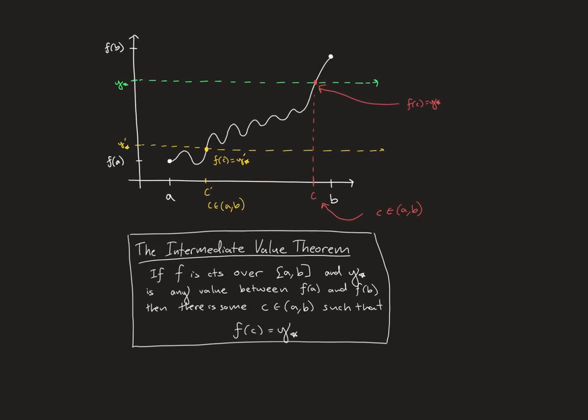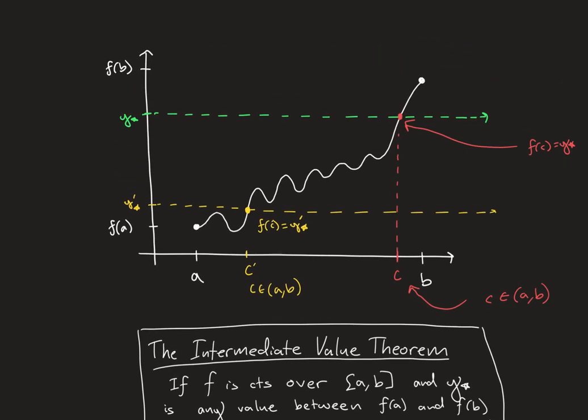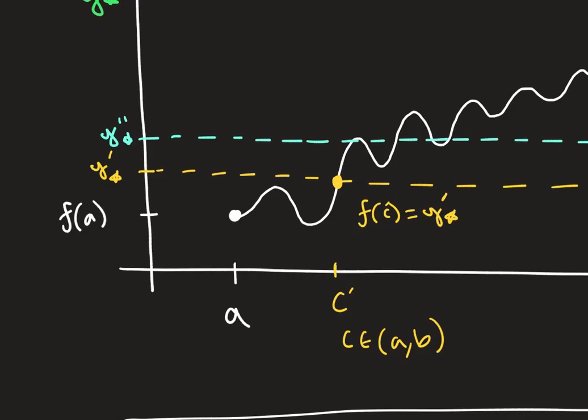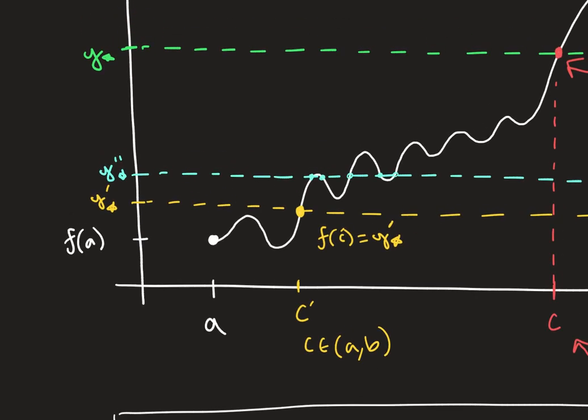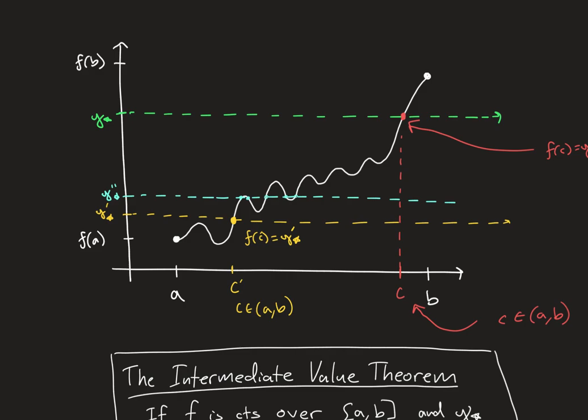Notice that C could happen more than once. So for instance, say this was my y star. Then our function kind of crosses that multiple times. So y double prime star, whatever. It crosses here, crosses here, crosses here, crosses here, crosses here. So that's great, but that's more than what the theorem says. The theorem simply says that crossing has to happen at least once, all right? So it could happen a ton of times.